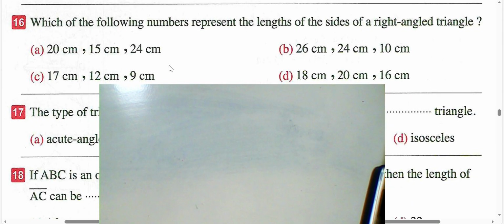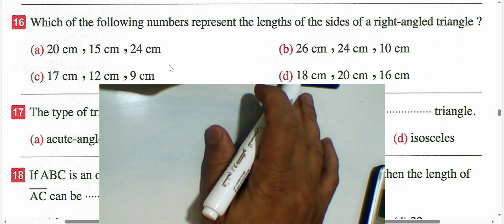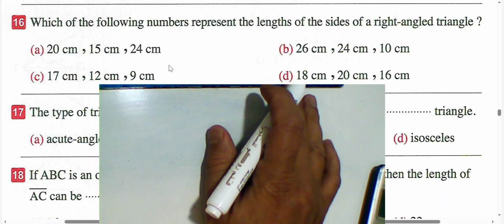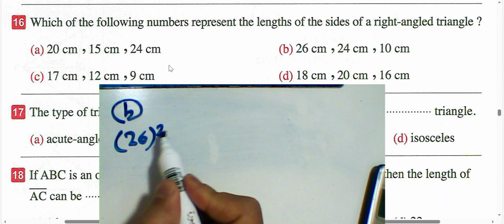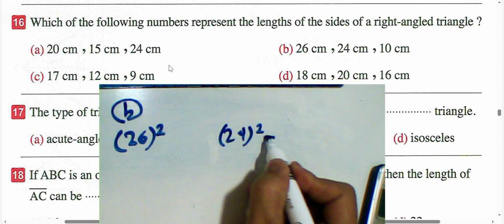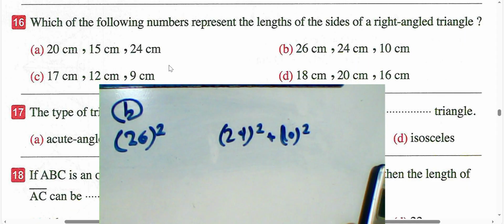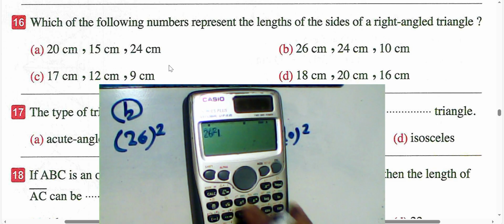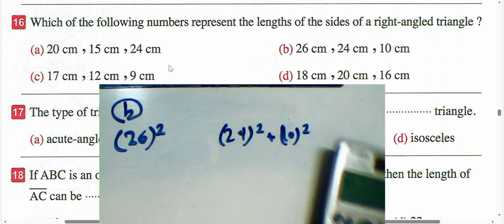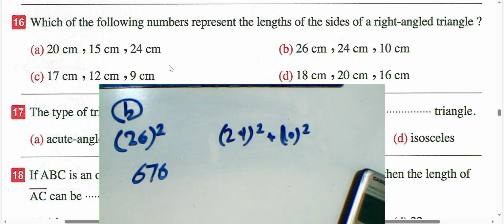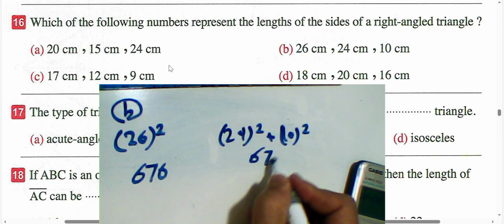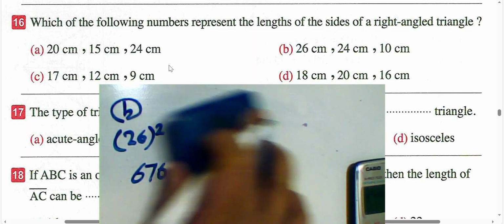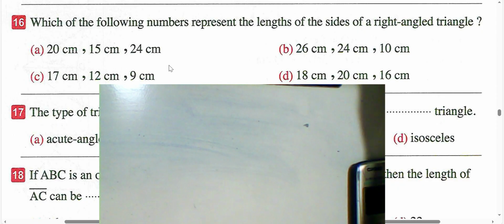Next question, number 16. Which of the following numbers represents the lengths of the sides of a right angle triangle? Look at it with me, question letter B. We have 26 power 2 and 24 power 2 plus 10 power 2. 26 power 2 equals 676. 24 power 2 plus 10 power 2 equals 676. They are equivalent. Then choose letter B. The answer will be letter B.